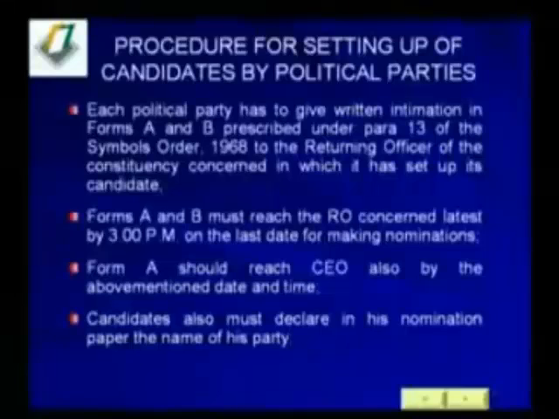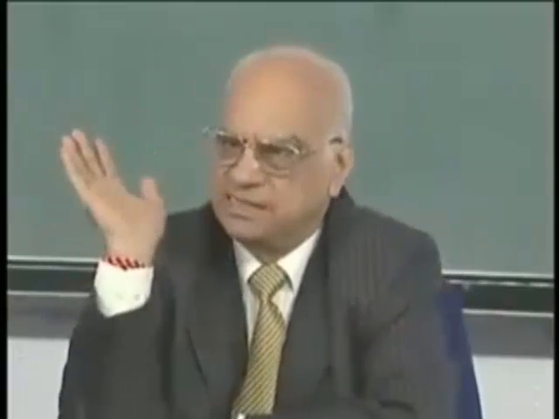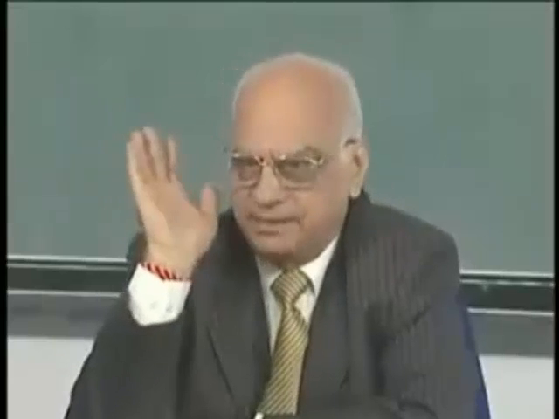And then second requirement in this particular form A and B is that it must reach you by 3 p.m. on the last date for nominations. Because you see, 3 p.m. on the last date for nominations, the whole process comes to an end, the nomination process. So by the time the process of nomination comes to an end, by 3 p.m. on the last date, that form A and form B must be in your hands as the returning officer. Any paper coming after 3 p.m. we are not going to entertain from any party.